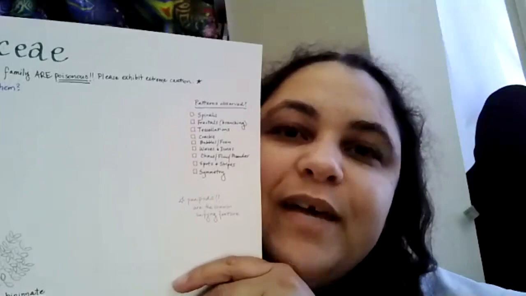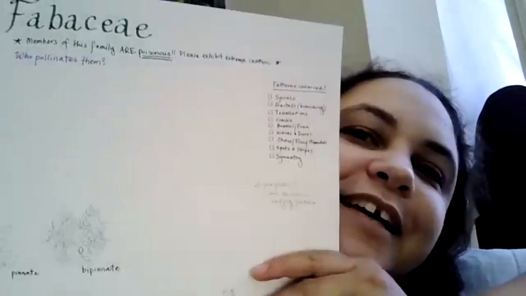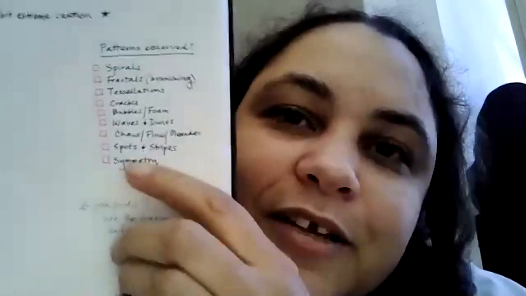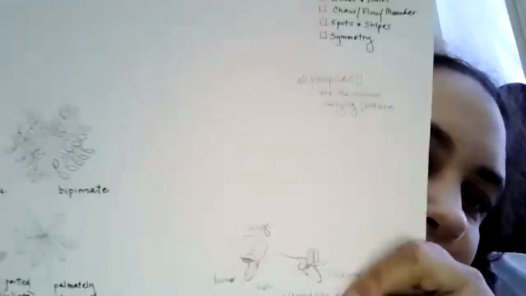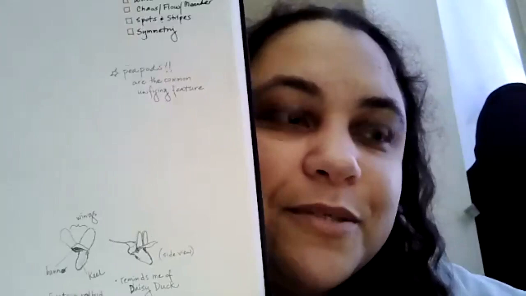So I'm writing down all of my questions. Also, because I'm curious about nature patterns, I'm making myself a list here, and I'm going to see if I notice any of the patterns appearing in the family, and I'm going to check them off. I think I see the spirals within some of the tendrils. So that's a fun idea. I was trying to figure out what the flowers have in common, because acacia flowers do not look like pea flowers, and yet they are now the same family.